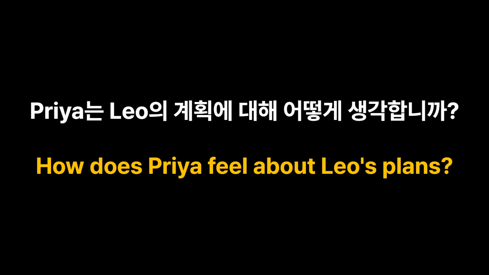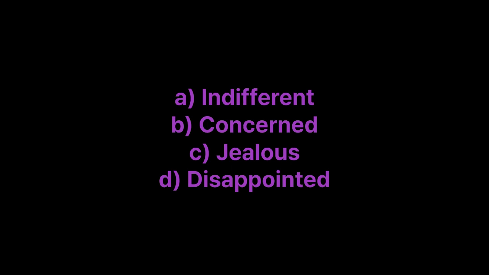How does Priya feel about Liu's plans? A. Indifferent, B. Concerned, C. Jealous, D. Disappointed. The answer is C.